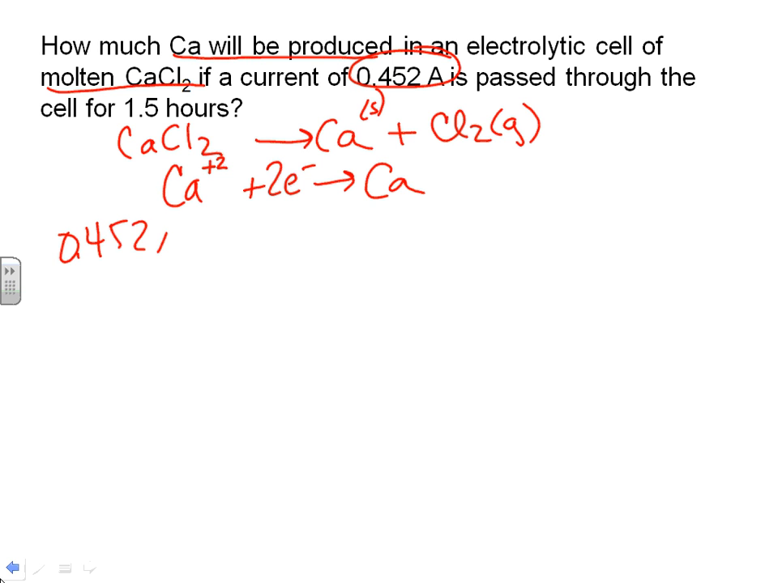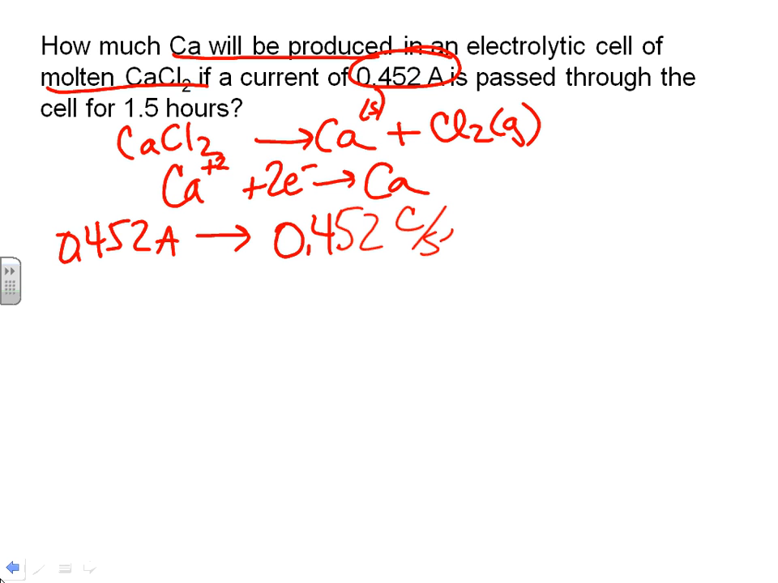And what I want you to do, as soon as you see a problem that has amps, I don't want you to write it as amps. I want you to immediately write it as 0.452 coulombs per second, because that is what an amp is. That is the definition. So I want you to write it based on those units because it's going to help you with your unit conversion. We also have time, 1.5 hours.